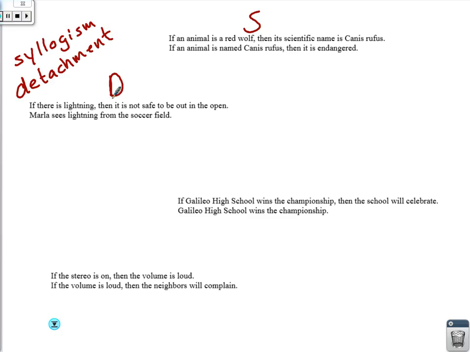If we know A implies B, and we know that A is true, then we know that B is true as well. That's the law of detachment. If Galileo High School wins the championship, then the school will celebrate. Galileo High School wins the championship. What are they going to do? Celebrate. That's detachment. The last one is probably going to be syllogism again. If the stereo is on, then the volume is loud. If the volume is loud, the neighbors will complain. So therefore, if the stereo is on, the neighbors will complain.